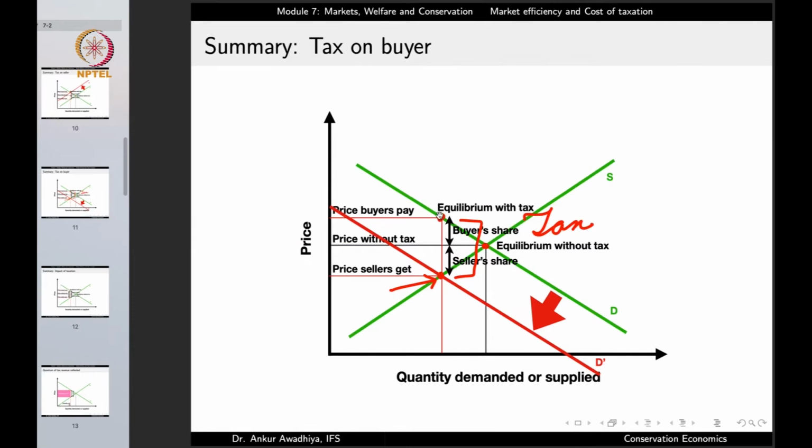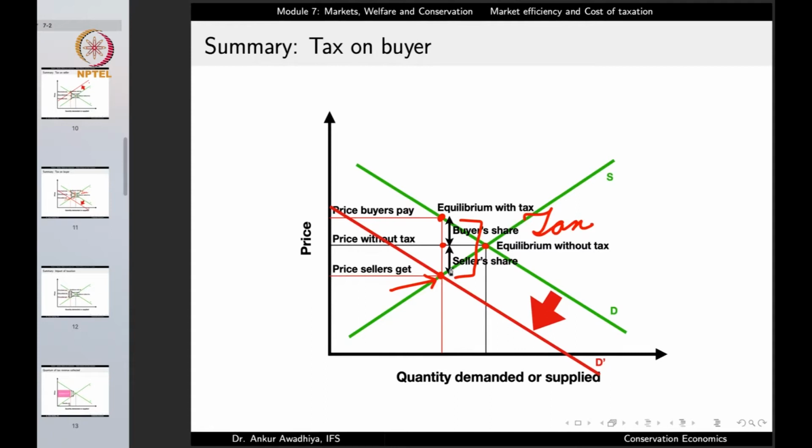Now, earlier, the buyers were paying only this much, the amount that is given by the normal equilibrium without the tax. So in this case, the increase of payment for the buyers is this much, the amount that they are paying now and the amount that they were paying without the tax. So this is the buyer's share. On the other hand, earlier for this much amount, the sellers were getting this price, but now they are getting this price. So the seller's share is this much, the amount that they were getting before minus the amount that they are getting now.